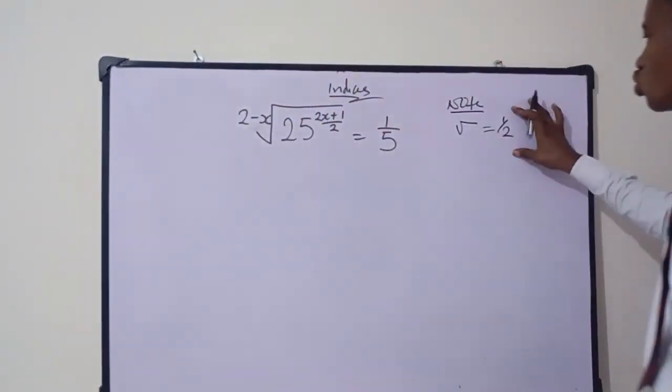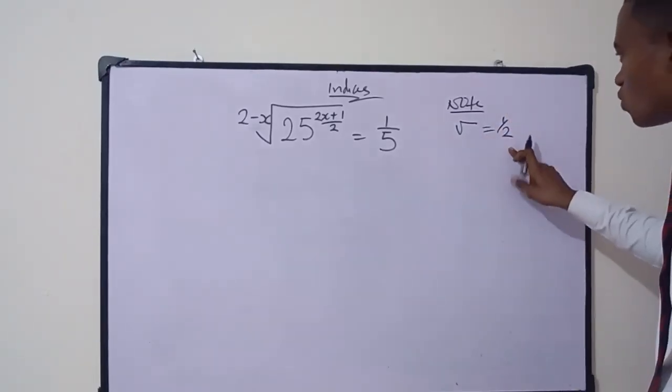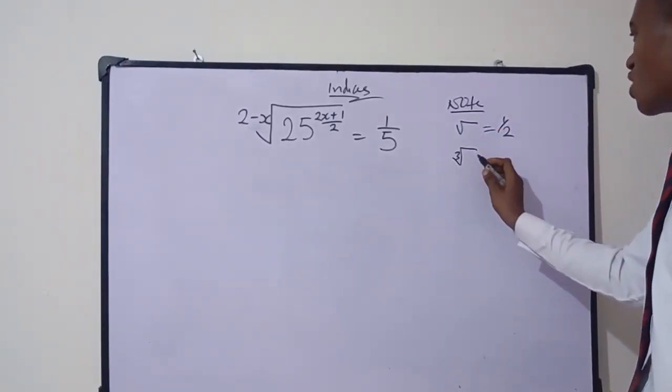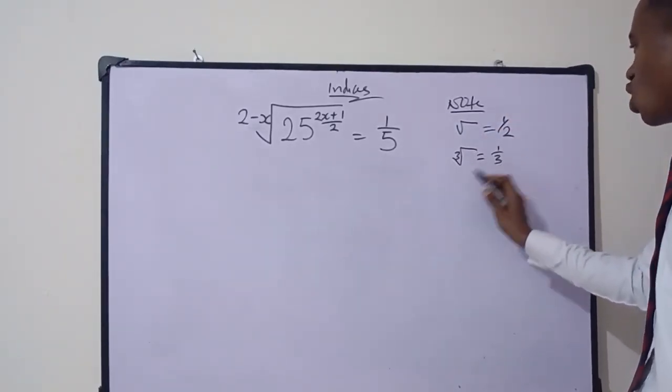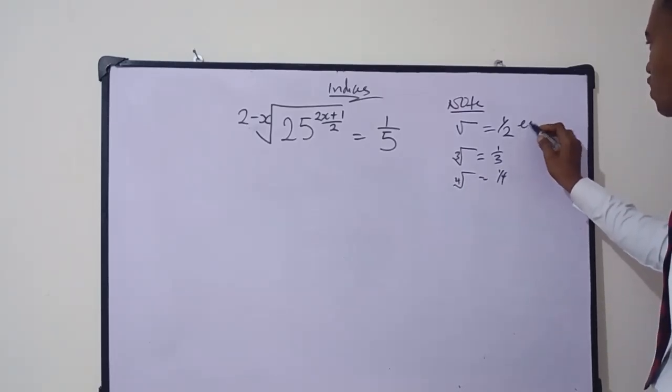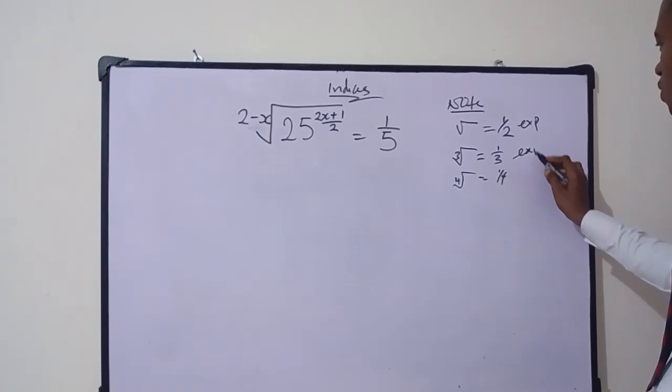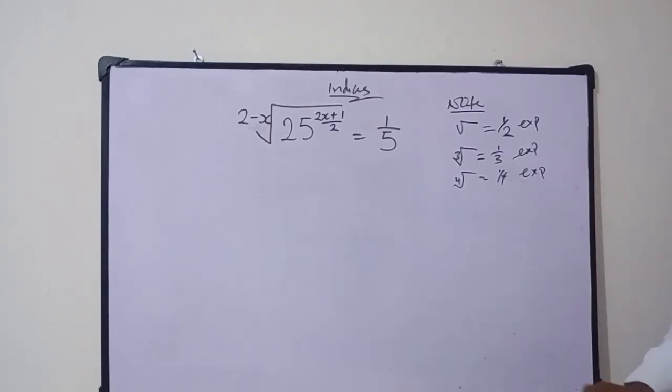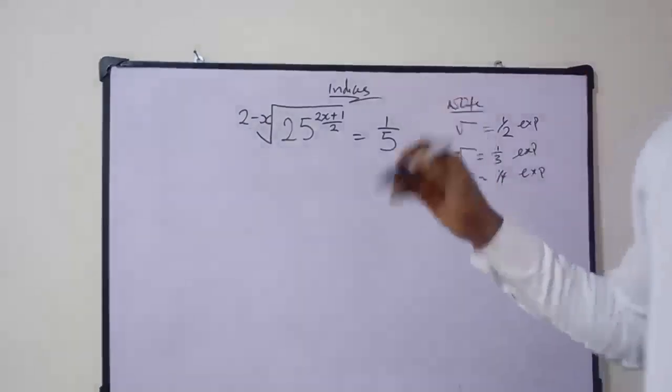So, whenever you see root, it is the same thing as saying 1 over 2. Whenever you see third root, it is equivalent to saying 1 over 3. Whenever you see fourth root, it's equivalent to saying 1 over 4. And all these things will become exponents, I mean they are going to become powers.